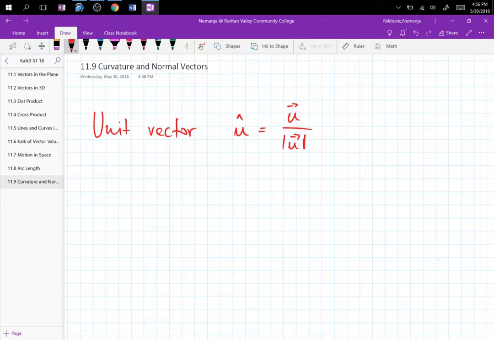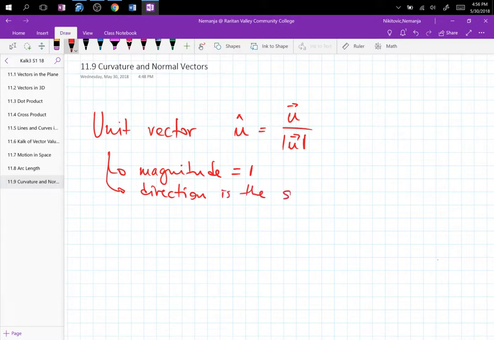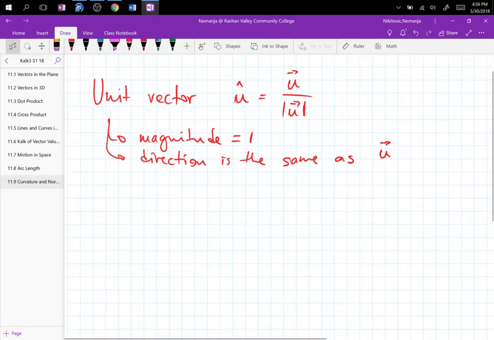So the specs on the unit vector are: magnitude is 1 and direction is the same as vector u. This is something that you need to know from previous lectures to be able to survive this one. Now we are going to define something that is called the unit tangent vector.